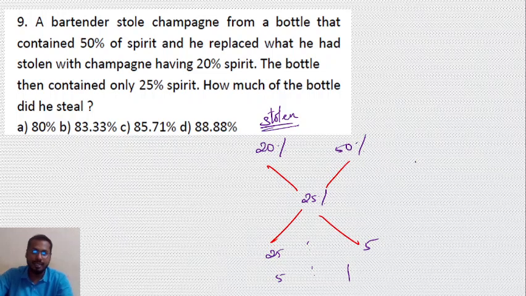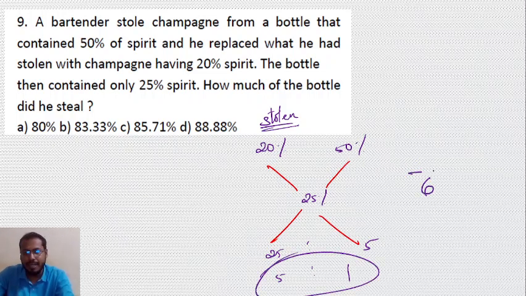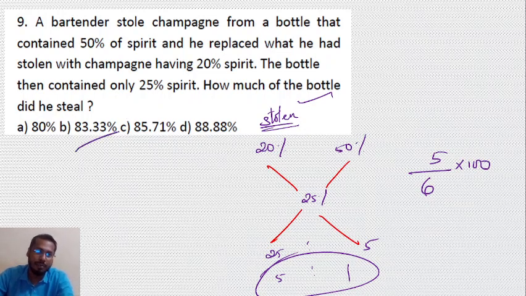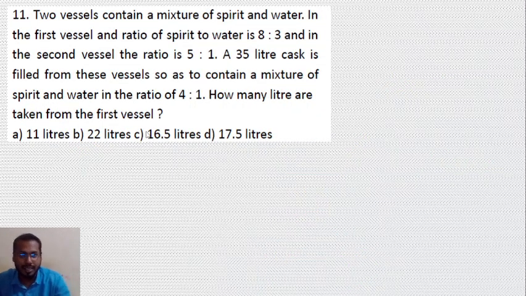They want how much of the bottle he stole. 5 plus 1 is 6 parts. Out of 6, the stolen part is 5 into 100. So it will be 83.33%. That means 1 over 6 is what percentage? 16.66. 1 part is 16.66, so then 5 parts will be 83.33%. Simple. Right, let's move to the next question.